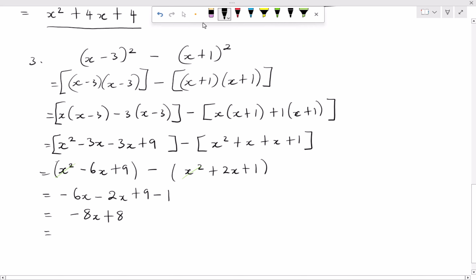So we take out the 8 on the outside and we're left with negative x plus 1. So we can rewrite it as 8 times 1 minus x. And that becomes our answer.